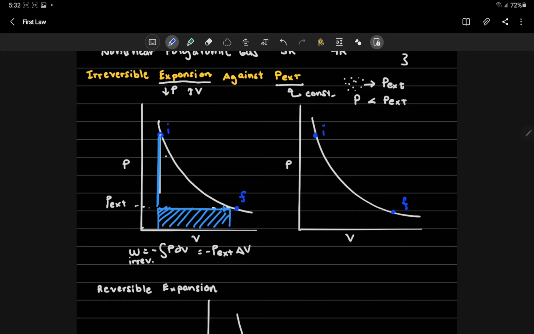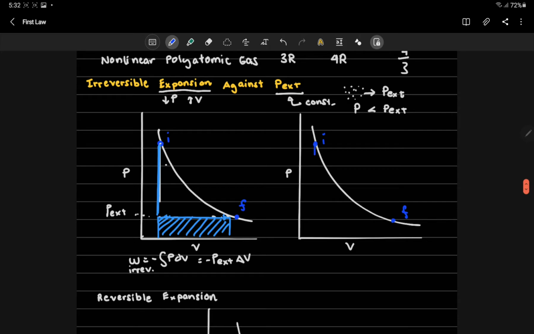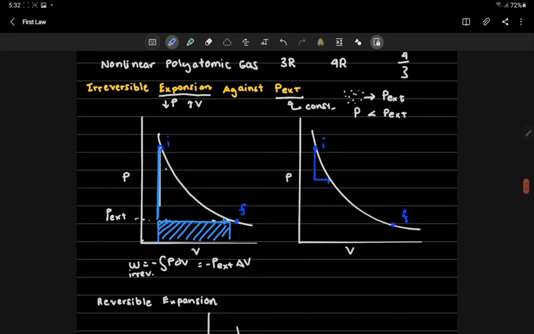So pwede kasing ganito, you lower the pressure by lowering the temperature, and then nangyayari yan at constant volume, and then you increase the volume at constant pressure by increasing the temperature. So that's first step. And then sa second step, you can do the same thing. You will lower the pressure at constant volume by lowering the temperature, and finally increasing the volume by increasing the temperature at constant pressure.